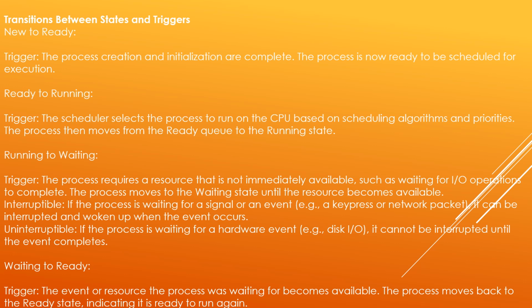Transitions between states and triggers. New to ready. The process creation and initialization are completed. The process is now ready to be scheduled for execution. Ready to running. The scheduler selects the process to run on the CPU based on scheduling algorithms and priorities. The process then moves from the ready queue to the running state.